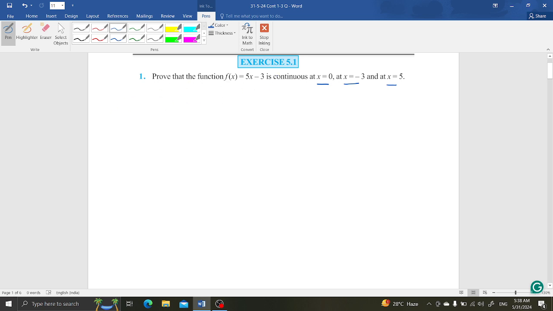So what we need to prove here? Continuous at x equal to 0. How can we prove it? The function 5x minus 3 is given, and first we take x equal to 0. Here we need to evaluate LHL, then RHL at x equal to 0, and then the function value. Three things we need to check. Are these three things equal? Then we say the function is continuous.